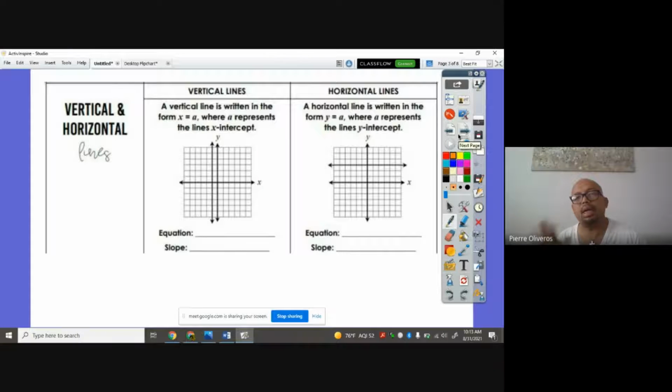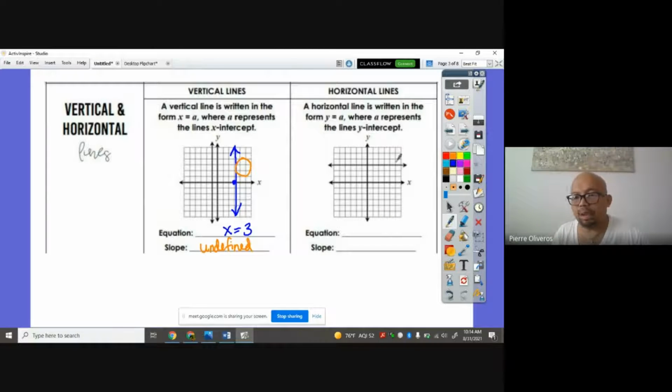Let's make it simple, okay? Let me read this to you. A vertical line is written in the form x equals a, where a represents the line's x-intercept. So for example, if I tell you x equals 3, where's the 3 on the x? The 3 on the x is right here. This is the origin. So 1, 2, 3. This is the 3 on the x-axis. So just draw a vertical line. Kaboom. The slope there, again, if you watched the previous video, if you put Mr. O's head here, what I think will happen, it will fall down, it will crack, so it's impossible. It's going to be undefined.